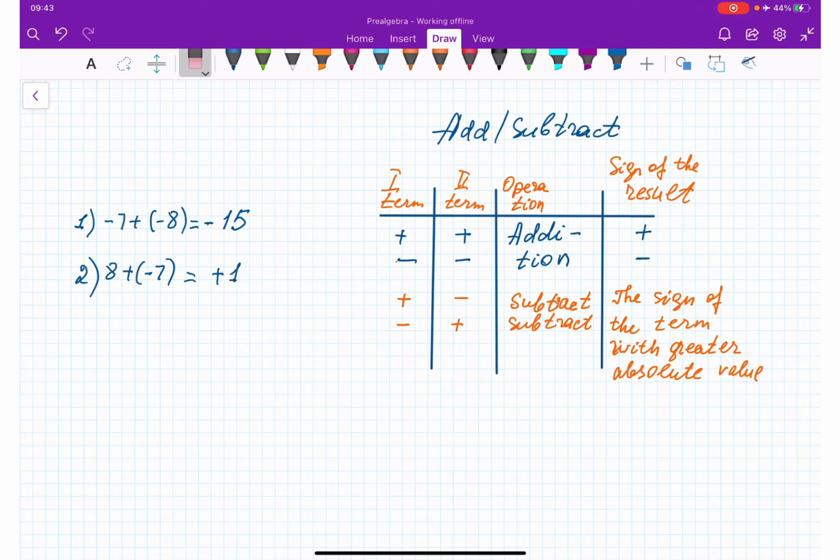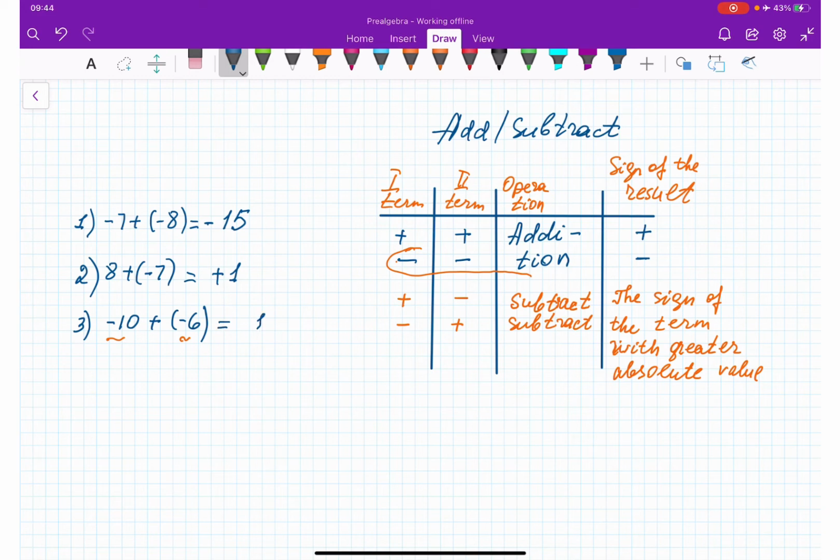Next one, number 3. I have negative 10 plus negative 6. Okay, so the sign of 10 is negative, sign of 6 is negative. Negative 10, negative 6, both of them are negatives. I'm moving here. So it says we need to add, which means 10 and 6 is 16.